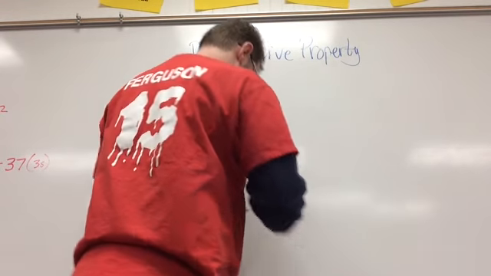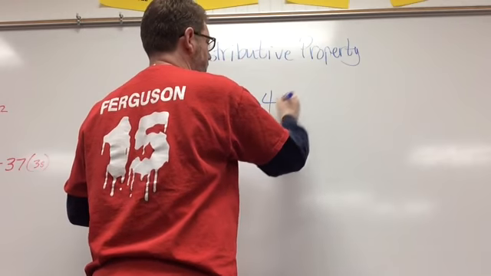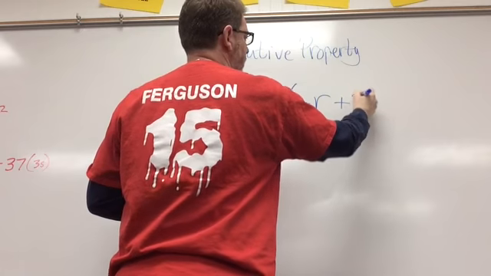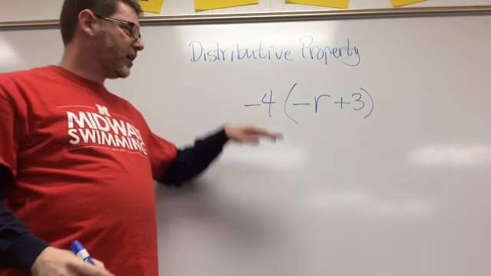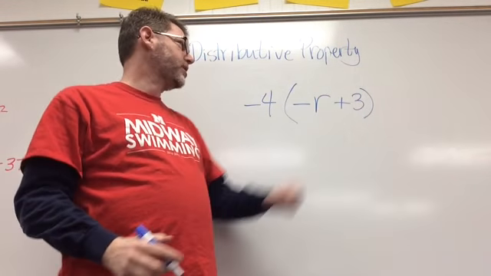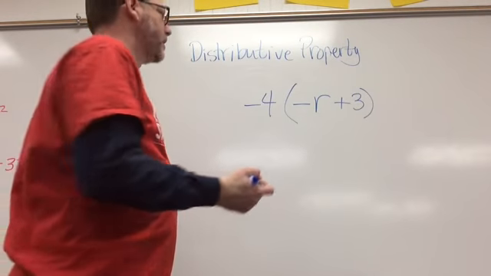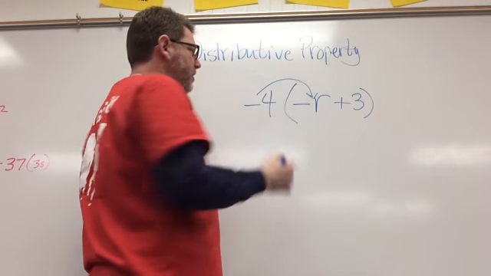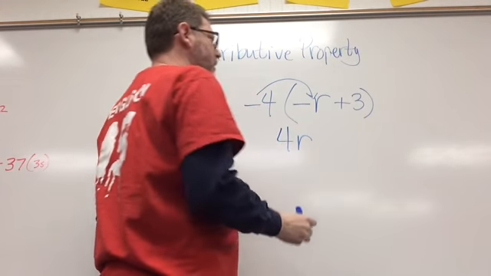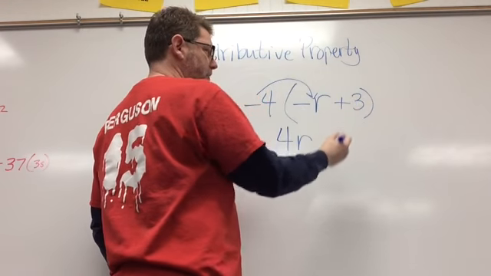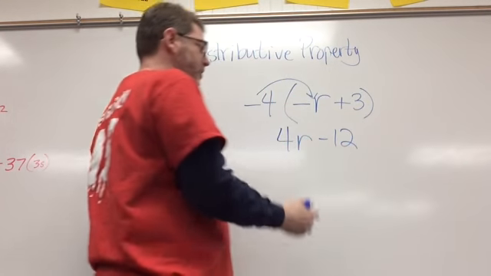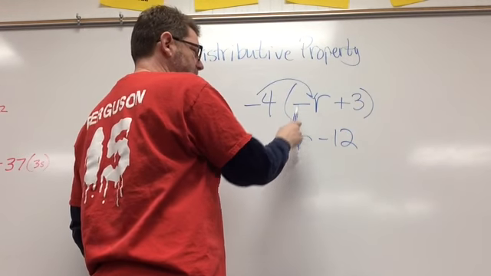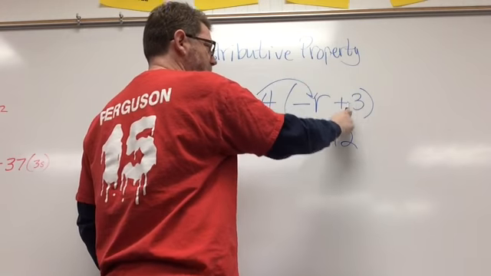Let's do another one really quickly with a negative. Let's do negative 4 times the quantity of negative r plus 3. We would first multiply negative 4 times negative r. Negative times negative is positive, so that's just 4r. And then negative 4 times positive 3 is negative 12. So my solution is 4r minus 12, because negative times negative gives me positive, and negative times positive gives me a negative.